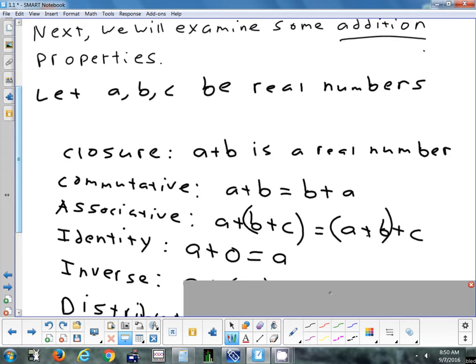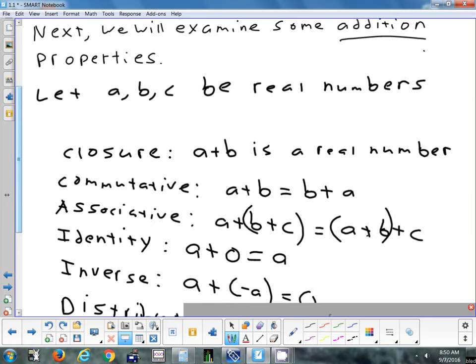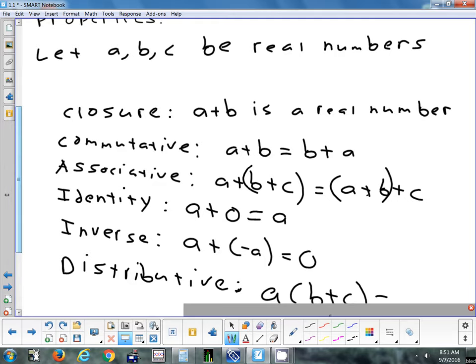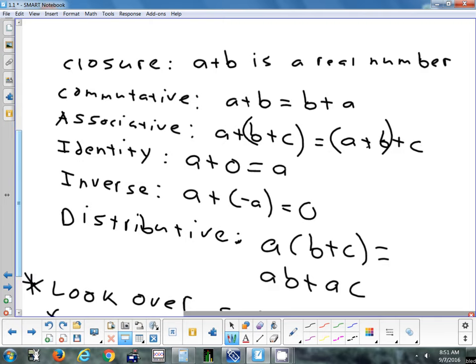For multiplication, it's not multiplying by 0. That would change it. What do you think it would be for multiplication? What do you multiply by that doesn't change it? Yeah, multiply by 1. So there's an identity property for addition. There's one for multiplication. Okay, inverse, that's what you can add to a number to make it 0. Well, just add its opposite. If you add two numbers that are opposites, you get 0. And the distributive property basically just means you take what's on the outside of the parentheses, you multiply it on the inside.